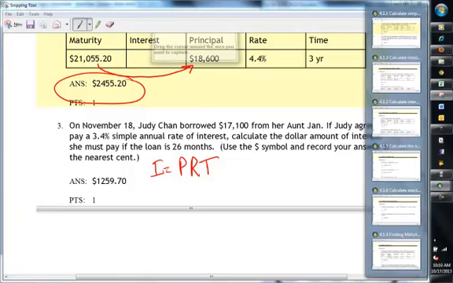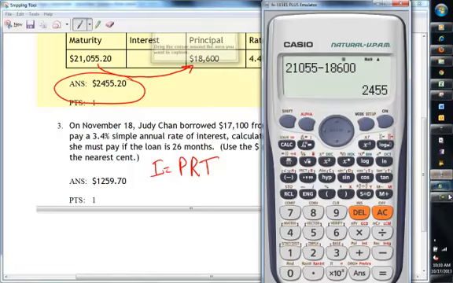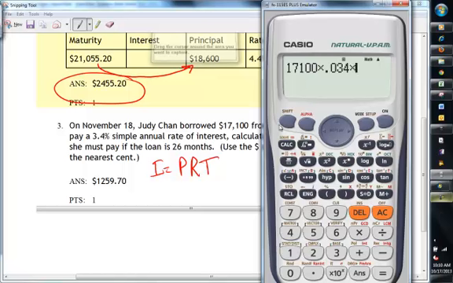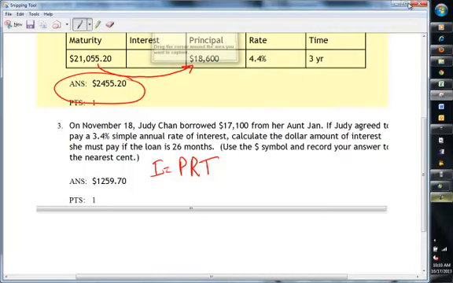Principal is 17,100 times rate 0.034. Remember, it's got to be as a decimal, times, in this case, we're going to use the time as a fraction. The numerator of our fraction is the number of months, which is 26, and the denominator is 12 because there's 12 months in a year, and we get $1,259.70.